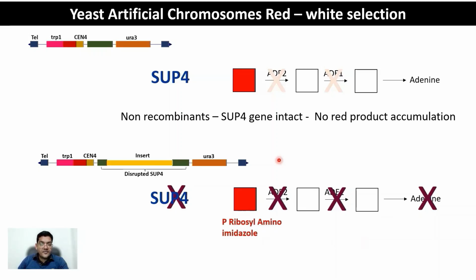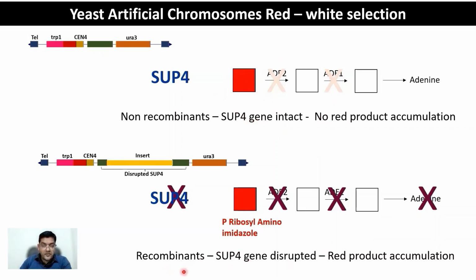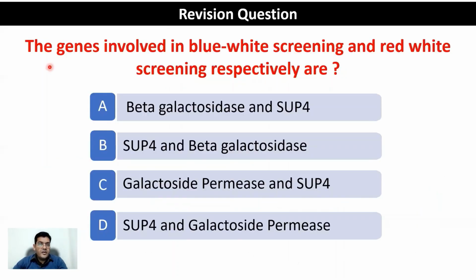So this is what is typically your red-white selection. The reds represent the recombinants, the white represent the non-recombinants. So in case of recombinants, the SOP4 gene is disrupted, and this results in accumulation of red product, resulting in formation of red colonies, which are recombinant. White colonies are non-recombinant. Right. So let's now have a few revision questions before we summarize the lecture.